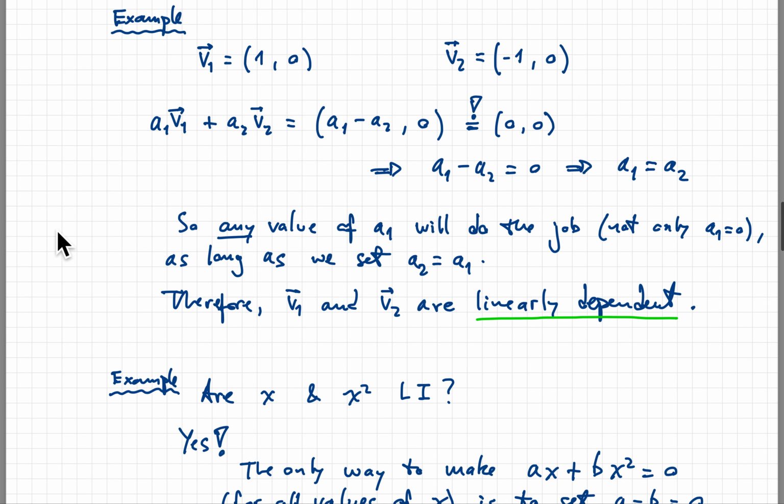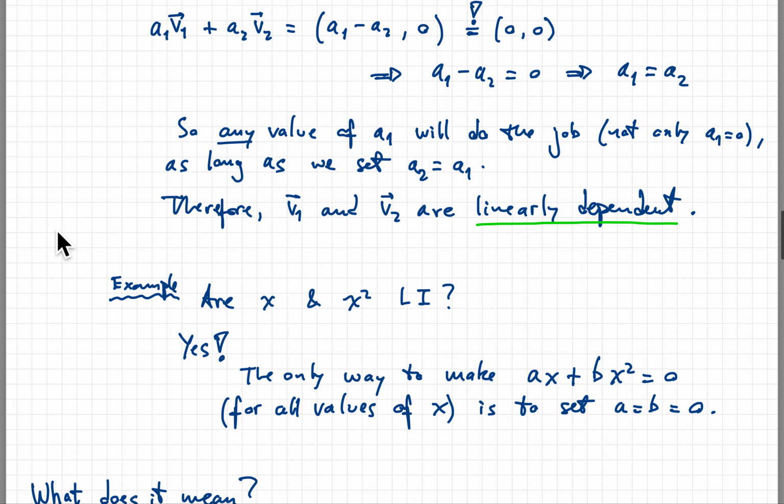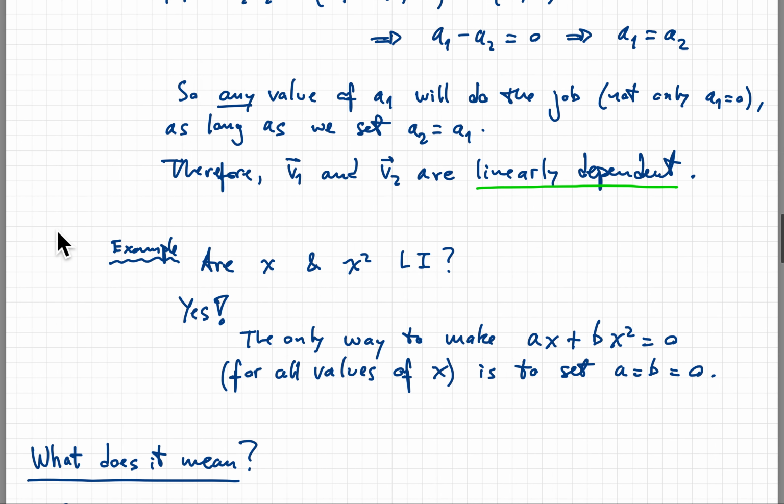We can think about this in other examples like functions, which I discussed before, talking about the different kinds of vectors that one might have. Functions can be considered vectors. And so here's a function called x, that's a monomial, and here's another one, x squared, another monomial. Are they linearly independent? The answer is yes.